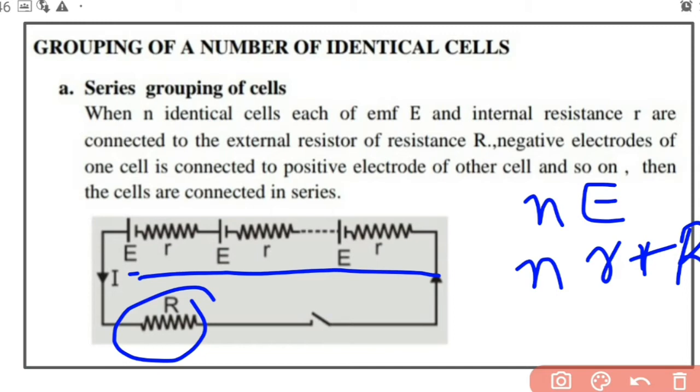So the current flowing in the circuit will be I is equal to nE divided by nr plus R. This will be the current flowing in the circuit. So this is what we mean by grouping of cells.